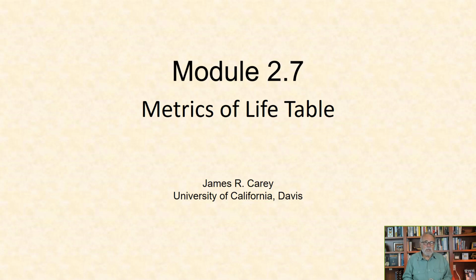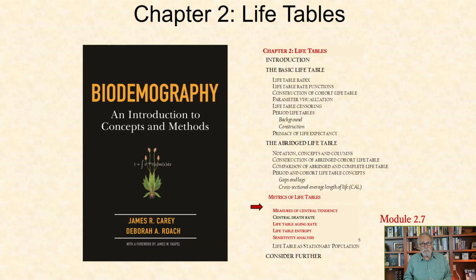In this module of Chapter 2 on life tables, Module 2.7, I will list and briefly describe 4 metrics or sets of metrics that are relevant to life table analysis, including measures of central tendency, life table aging rate, life table entropy, and sensitivity of life expectancy to changes in px.